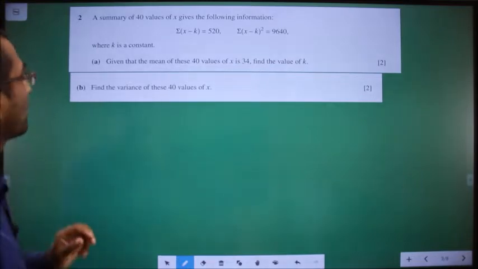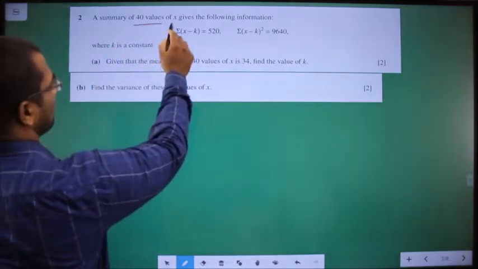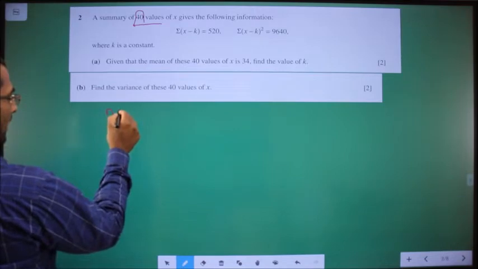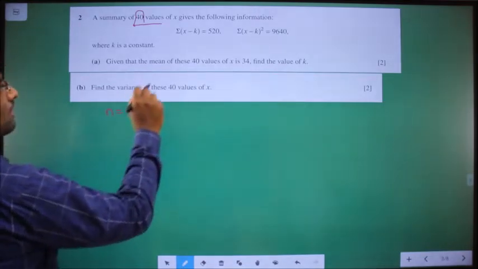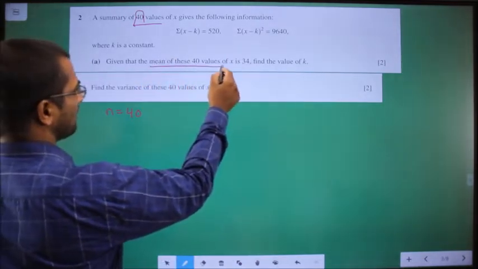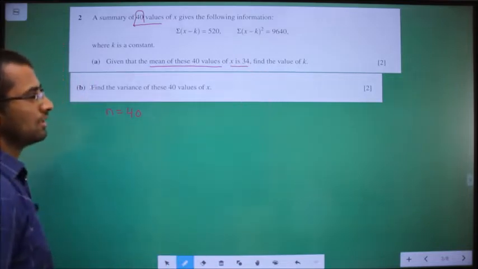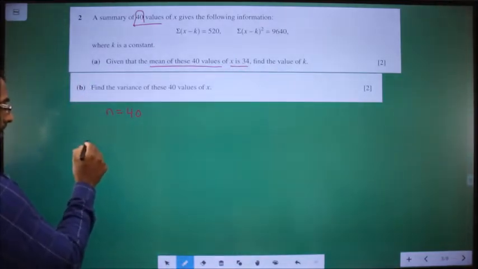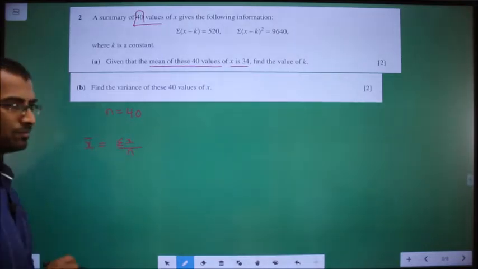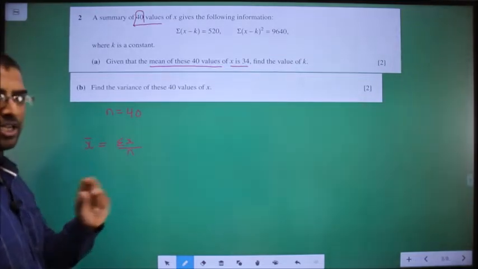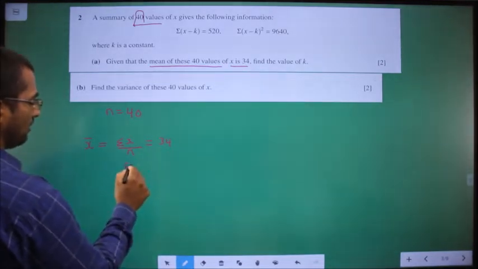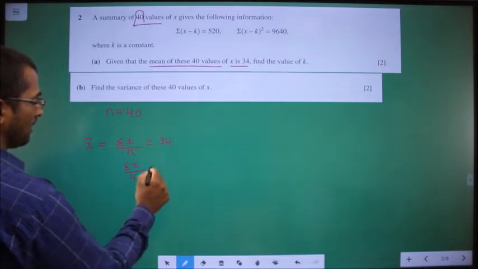Question 2. A summary of 40 values of x gives the following information. What does 40 represent? n is 40. Given that the mean of these 40 values of x is 34, mean is nothing but x bar. Formula is sum of all the values of x by n. We don't have frequency, so I am not including f. So this is given to us as 34 and we know n value is 40.